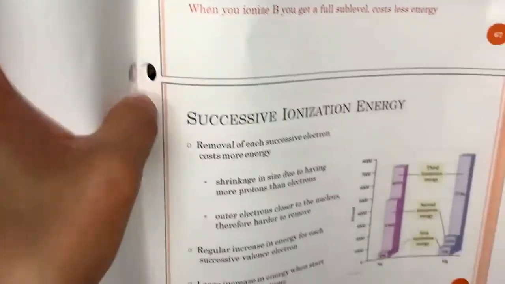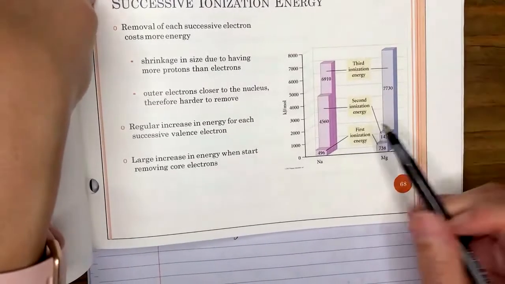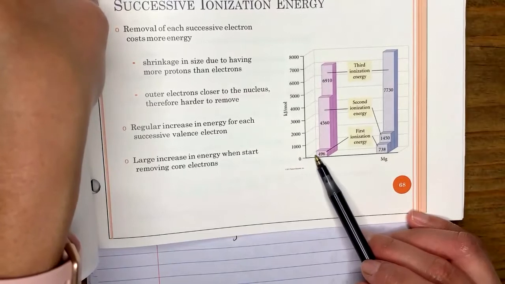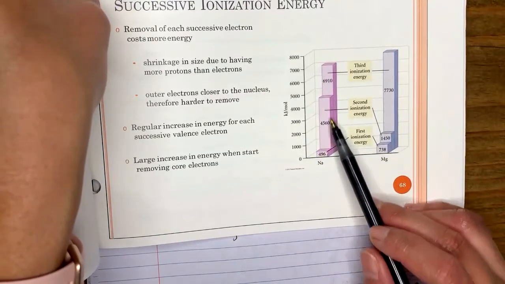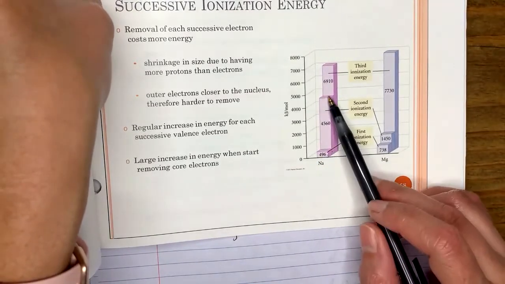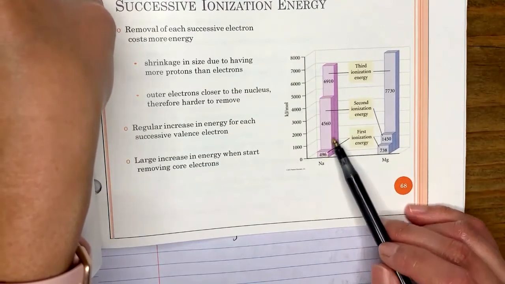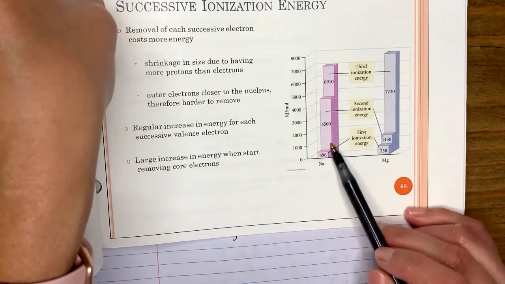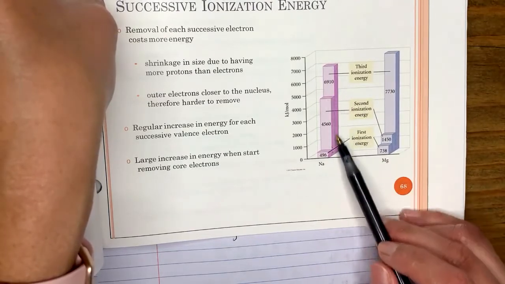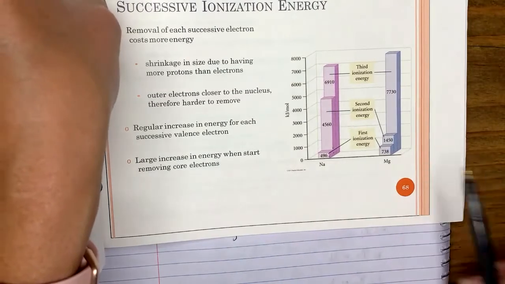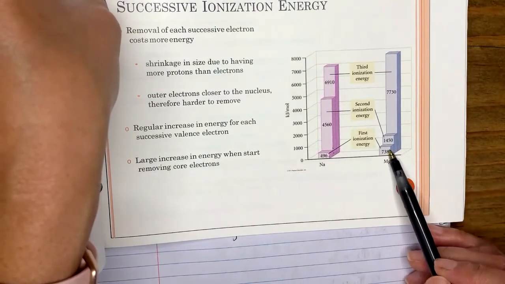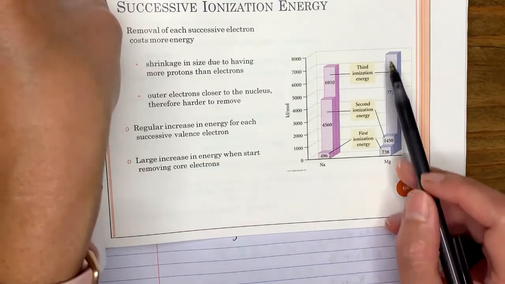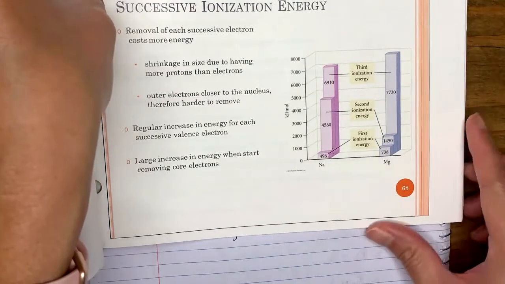Right here, for sodium and for magnesium. Sodium is group 1, right? So 1 valence, that one's okay. And then the second one's like, hold on a second, I'm not letting you do that. It went from 496 to 4,000. It goes up, up. So it's really hard to remove that core. It skyrocketed because it's now pulling from the core. For magnesium, you have 2 valence. First valence, second valence, and then you're like, oh, it's a core now. It's really, really hard to remove. So that's when it skyrockets, okay?